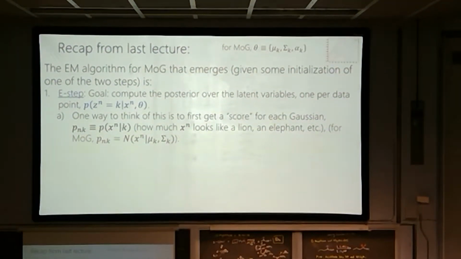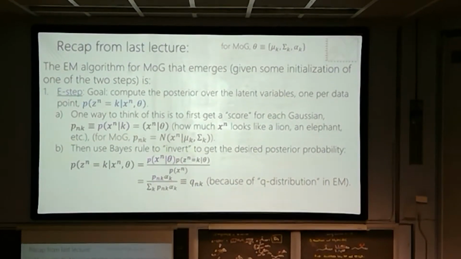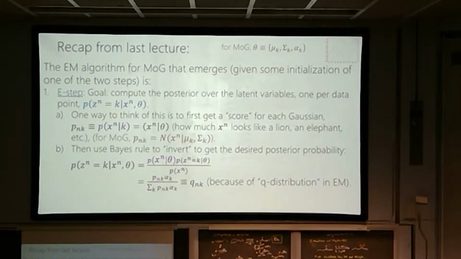Okay, so we're first going to compute the score, which is really just how much the density of that point evaluates to under the Gaussian, in the case of the mixture of Gaussians. I'm instantiating with that as the running example, but really we're just computing this probability. In the general form, when it's not a mixture of Gaussians, it's how much I belong to the kth component. And then I'm going to use Bayes' rule. I have to fix this again, whatever.